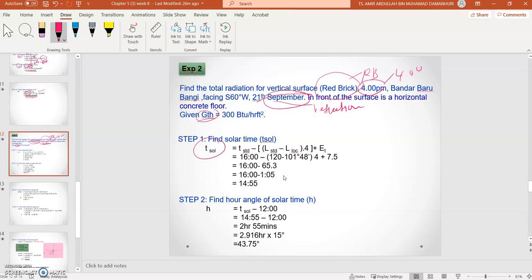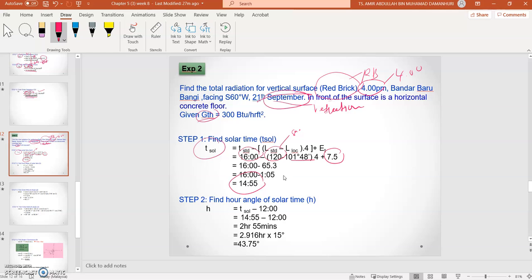We have to find the T sol first. The time given is 16, or 4 p.m. 120 is constant; for Malaysia it is 120 degrees. And the location from the table is 101 degrees 14 minutes. Time is 4, and ET is the equation of time. So we get the T sol as 14.55.